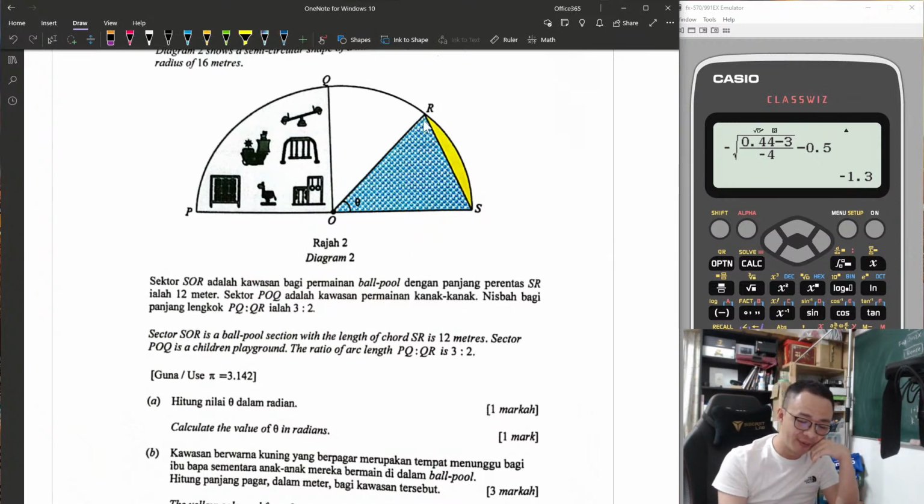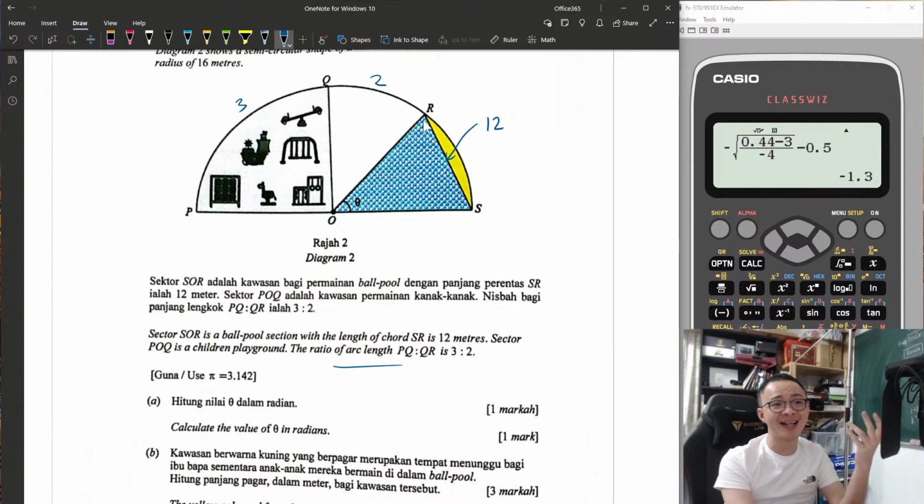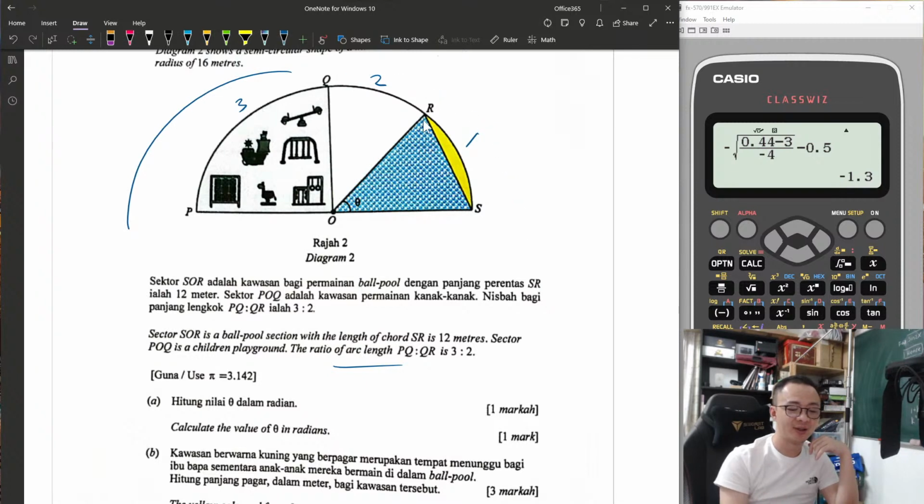And then the length of the chord is 12. So the RS here is 12. This is not the arc length. So the arc PQ is ratio 3, QR is ratio 2. Since PQ is basically 90 degrees, then it's not hard to guess. This one is ratio 1 as well, because both sides must have the same ratio, isn't it? But not sure we need to use that or not. It doesn't matter, I write it down first. Or it's meter.